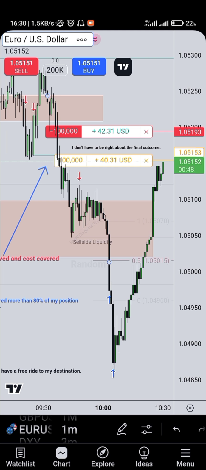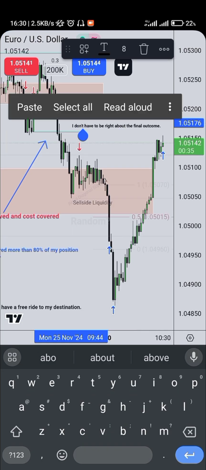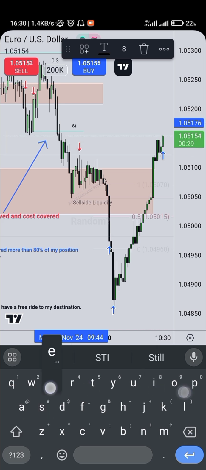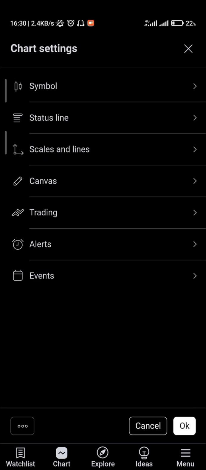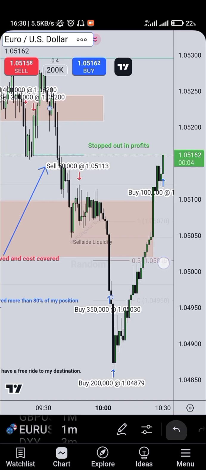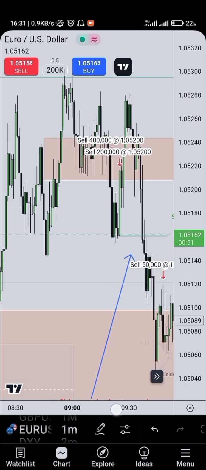Okay, and yeah, I've been stopped out, and that's it. So I told you I don't have to be right about the outcome, and I was stopped out what? In a loss? No way. I was stopped out in profit. In profit. That is the labeling of the trade. Look at the details. I just took them out and I showed it for you. So hopefully this helps someone gain some insight.